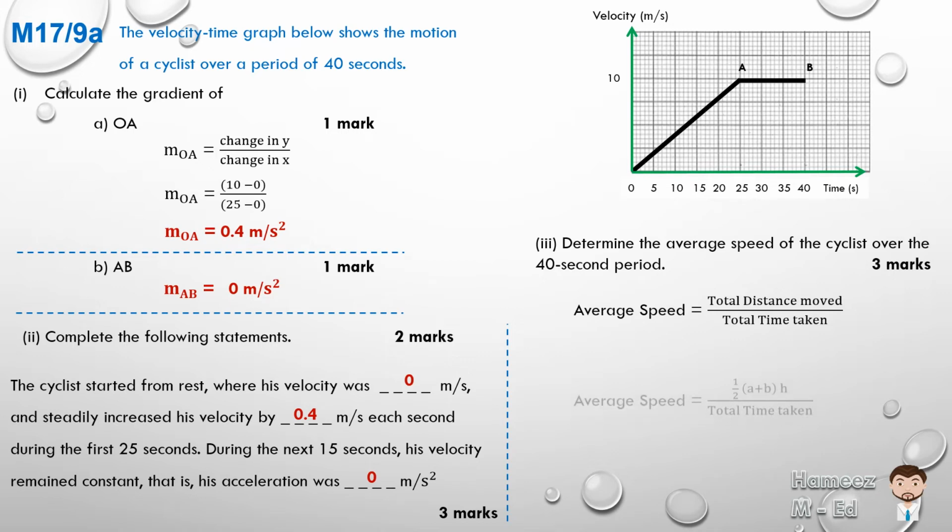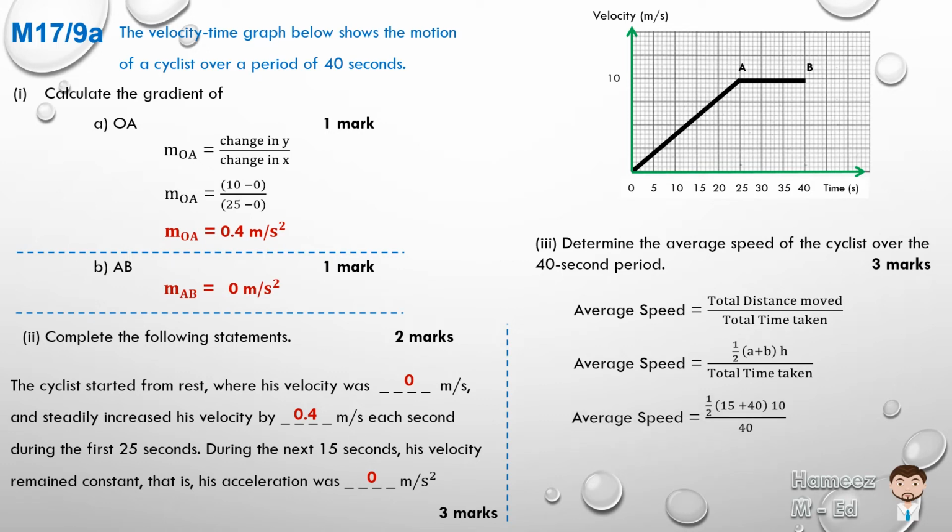Average speed is equal to a half (a plus b) times h, which is the area of the trapezium, all over the total time taken. And we can substitute a half times what are the a and b, the parallel sides. So on top, on the flat line A to B will be 15 plus the base is 40, times the perpendicular height is 10, all over total time taken is 40 seconds. And if we put that into our calculators, we're going to get 6.875 meters per second.